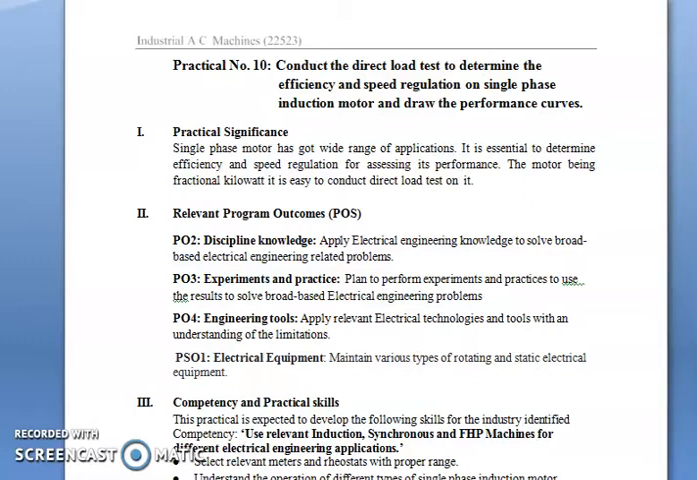Actually, as per the list, it's practical number 10, which is to conduct the direct load test on a single-phase induction motor to determine the efficiency and speed regulation and draw the performance curve. Already in the previous practical, we conducted the direct load test on a three-phase squirrel cage induction motor. But for this experiment, we are going to perform the direct load test on a single-phase induction motor to determine the efficiency and its speed regulation, and by finding all this data, we are going to draw the performance characteristics, or simply called the performance curve.